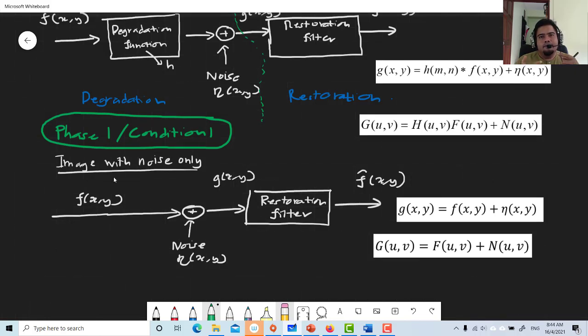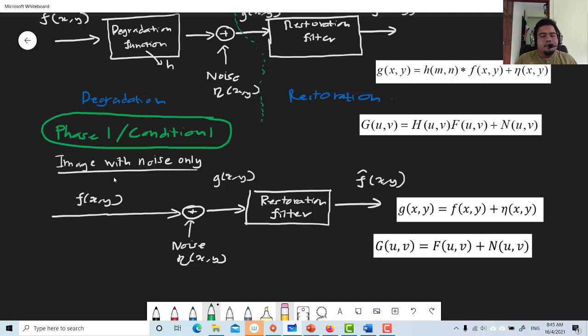Later we will discuss phase 2 and phase 3. In phase 2, or condition 2, the model itself is free from noise, and the degradation factor that affected your image G comes only from the degradation function. And then in the third condition, or phase 3, the degradation factor that affected your image G comes from both the degradation function as well as noise.